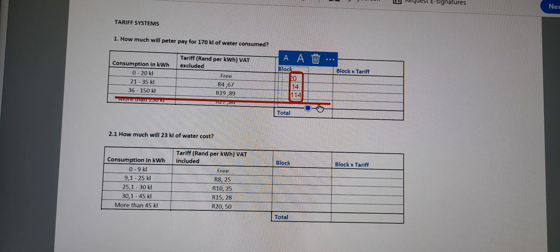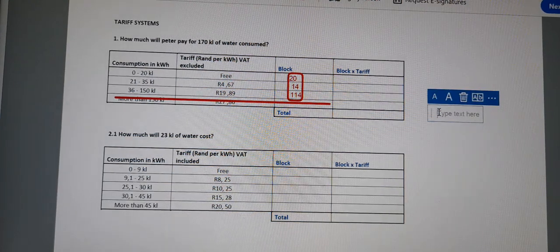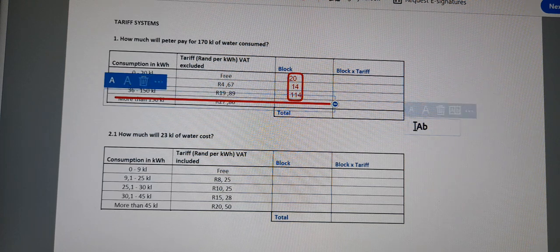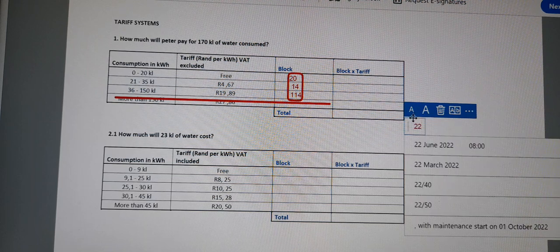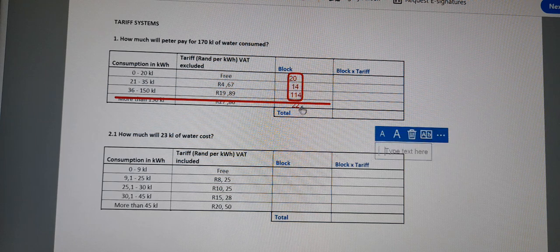Okay, so for us to get this one, it will be the consumption, which is 170, minus all the numbers that are above. So let's start in our calculator. 170 minus 20 minus 14 minus 114. Then we get that it's 22. So we know that here we have 22. Let me write it here and I will move it there. So here we'll have 22. So that is why I wanted you to highlight that number.